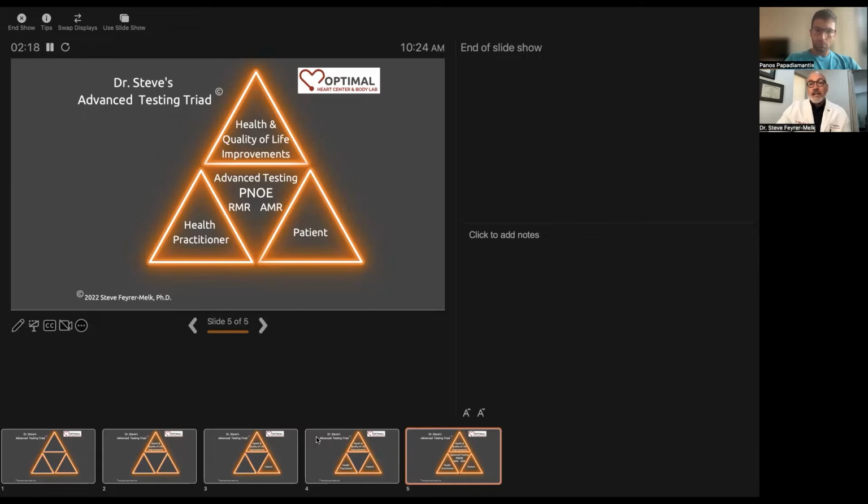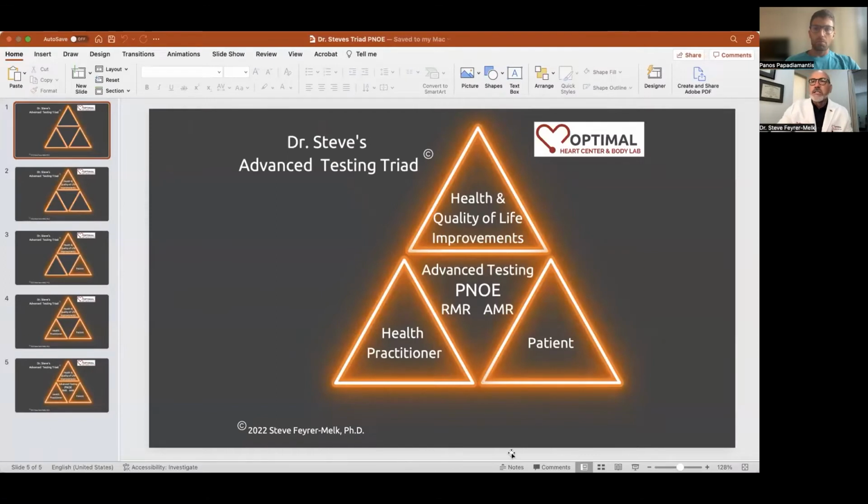Most of the time the advice that's given to them from practitioners is based on standard of care and what would be generally recommended to somebody. But what's awesome about advanced testing, in this case Pnoe, is that it's specific to that person. And I cannot overemphasize the value of that whenever you're working with patients or clients. Panos, does that make sense?